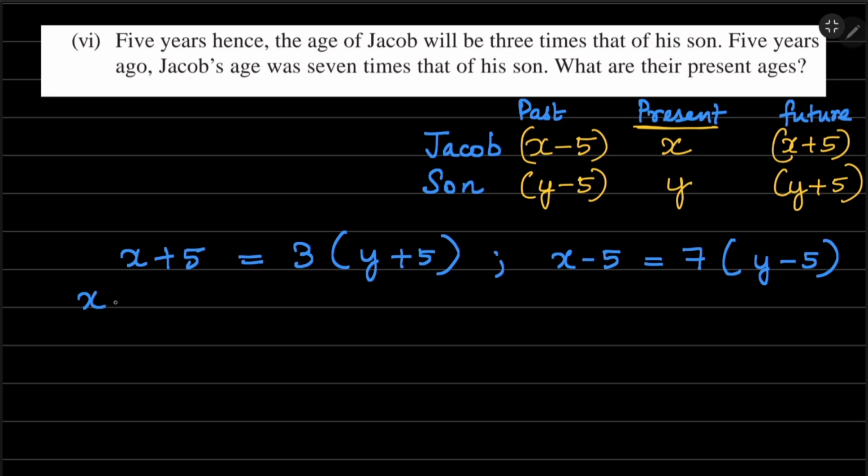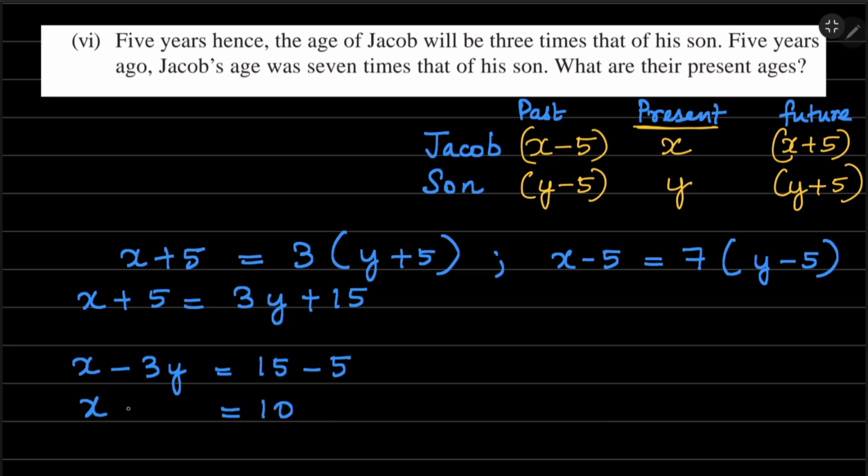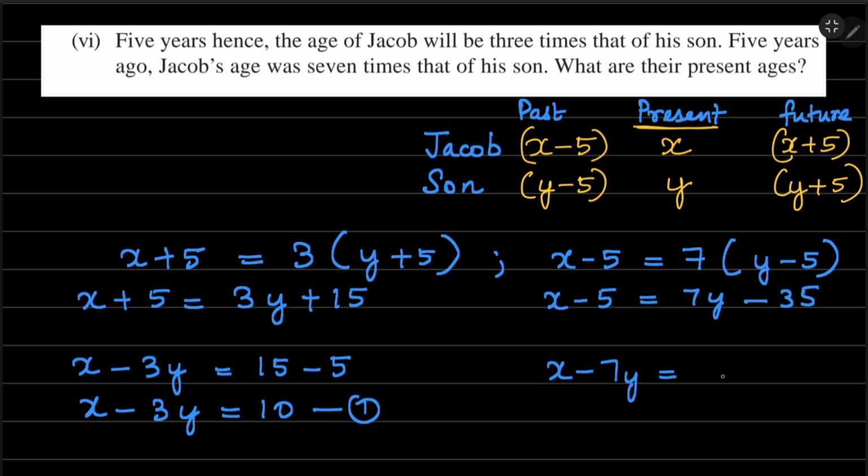So just solve it. x plus 5 equal to, open the bracket, 3y plus 15. So x minus 3y equal to 15 minus 5, which is 10. So x minus 3y equal to 10. Let this be your equation 1. On the other side, x minus 5 equal to 7y minus 35. So what do you get? x minus 7y equal to minus 35 plus 5, which is nothing but minus 30. So x minus 7y equal to minus 30, let this be equation 2.